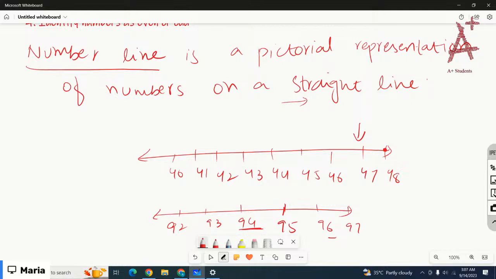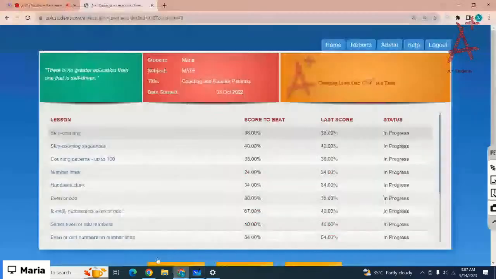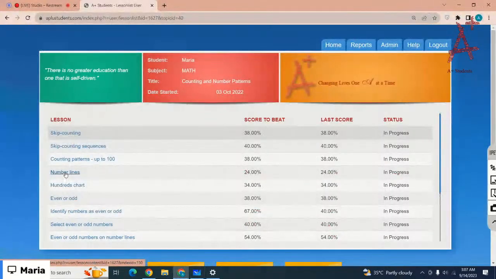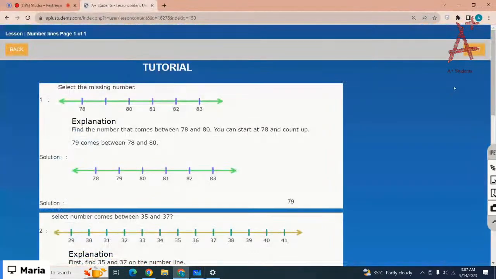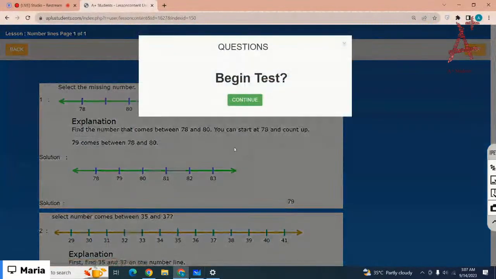Okay, let's go to A plus and find examples there. We'll do the examples related to the lesson. Here is the lesson, number lines. Let's start with the test questions.